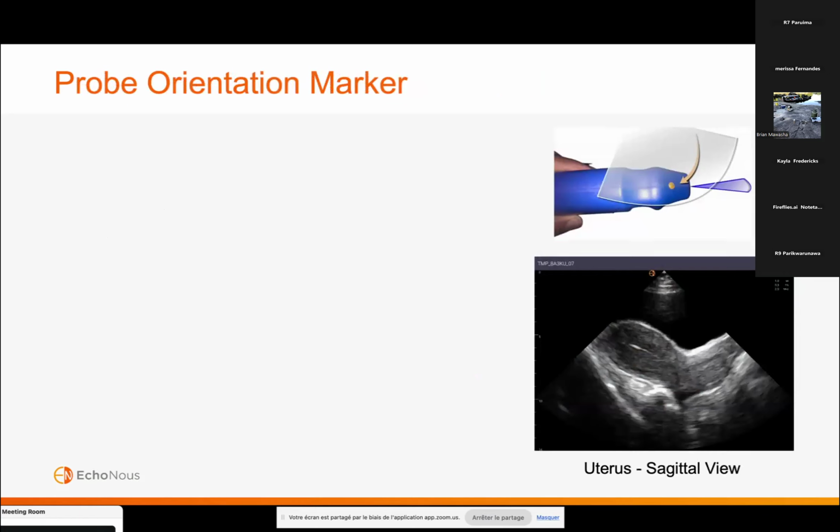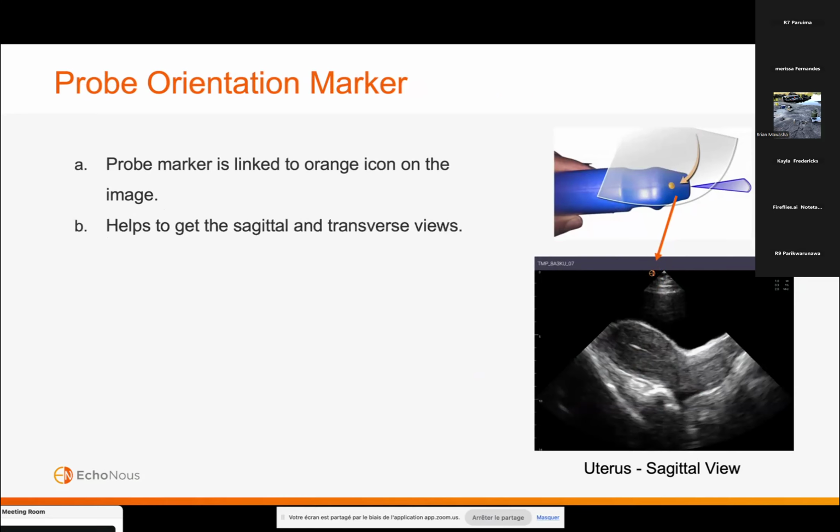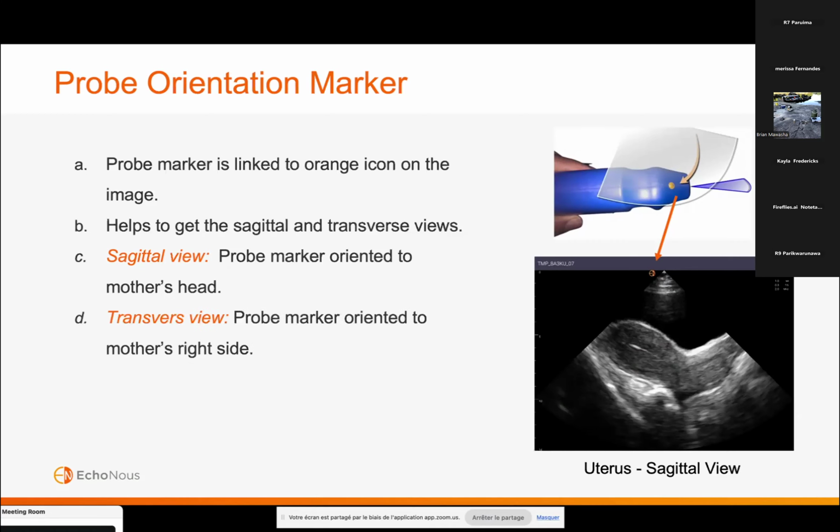Remember that the probe orientation marker, the orange dot on the probe, is linked to the orange icon on the image. And it helps us to get the sagittal and transverse view. So then, to get a sagittal view, the probe orientation marker should be oriented toward the mother's head. And to get a transverse view, the probe orientation marker should be oriented toward the mother's right side.